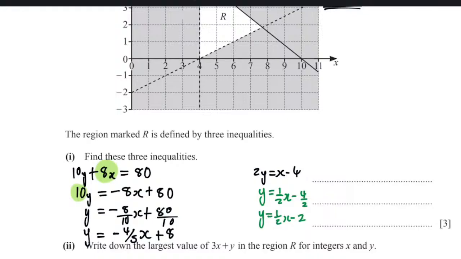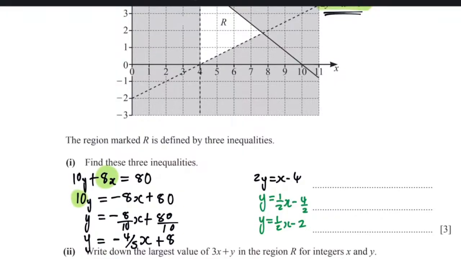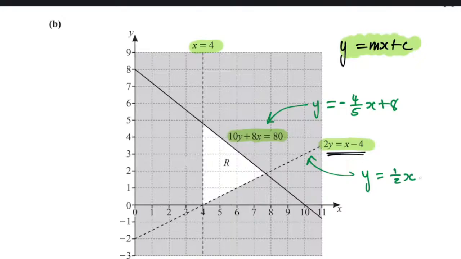Now, well done. You didn't let them catch you. They were trying to catch you. Well done. So here are the equations. y is half x minus 2. y is negative 4 over 5 x plus 8. You can mark with your pencil that this is actually y is negative 4 over 5 x plus 8. For here, this is actually y is equal to half x minus 2. So you know this one.